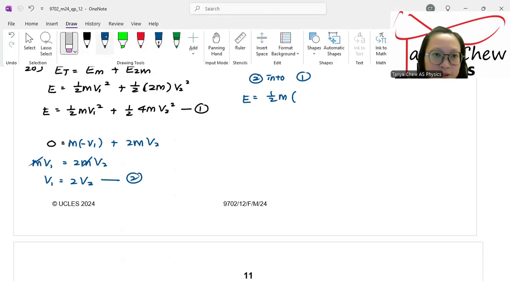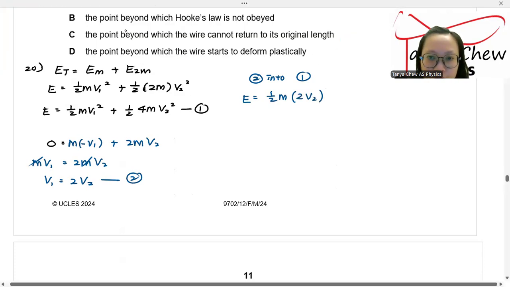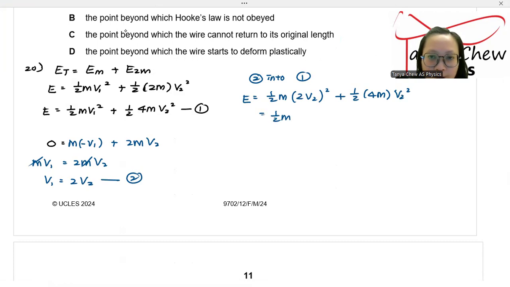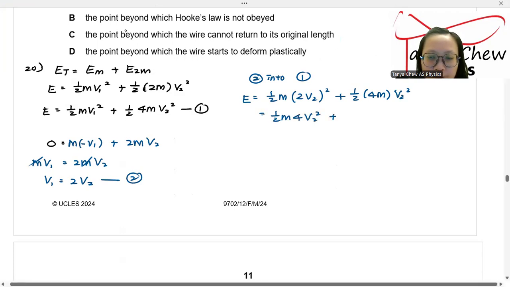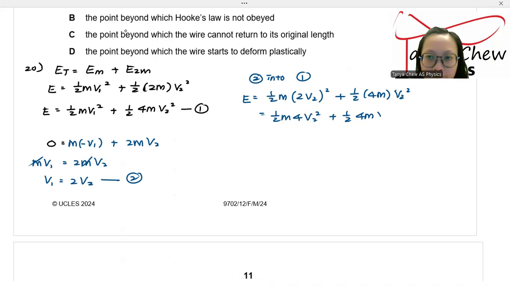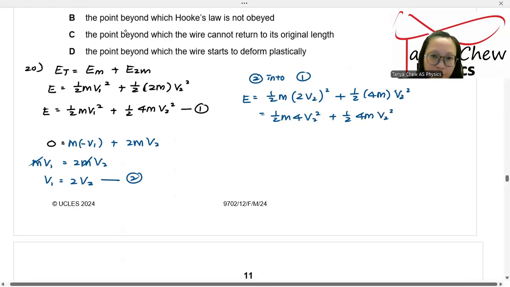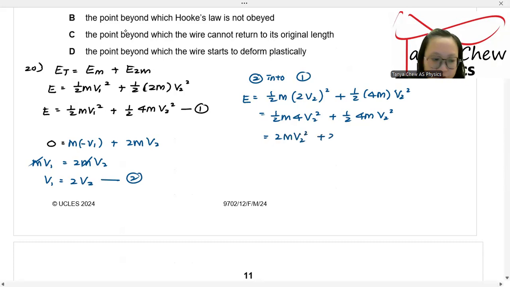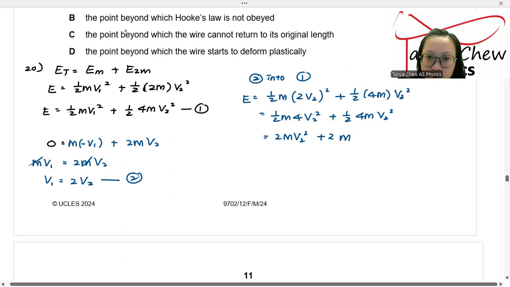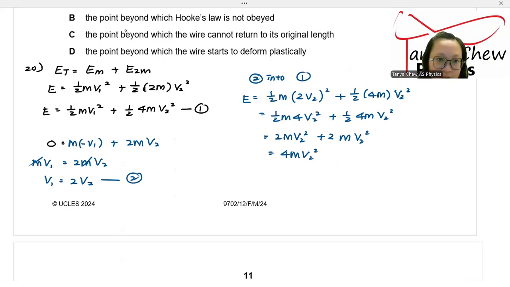M, this is 2V2, and then you square it, plus half 4M V2 square. Now, half M 4v2 square plus half 4m v2 square, right? So when you simplify, this is 2m v2 square plus 2m, right? 2m v2 square. So I have 4m v2 square, right? Am I right? Let's see this.